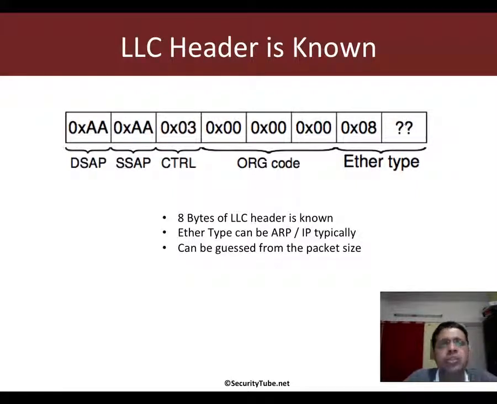Now, what is the observation? The observation is the LLC header is known. Size of the LLC header is 8 bytes. Now, the only thing unknown was the last byte based on the ether type, and that could be ARP or typically IP. Now, is it possible to decipher that as well? Interestingly, the size of the packet indicates whether it can be an ARP or an IP packet. And this is how, just by looking at the packet size, even this last byte can be guessed. Now, this brings us to a very interesting conclusion that even if a packet is encrypted, we actually know the first 8 bytes, which is the LLC header.